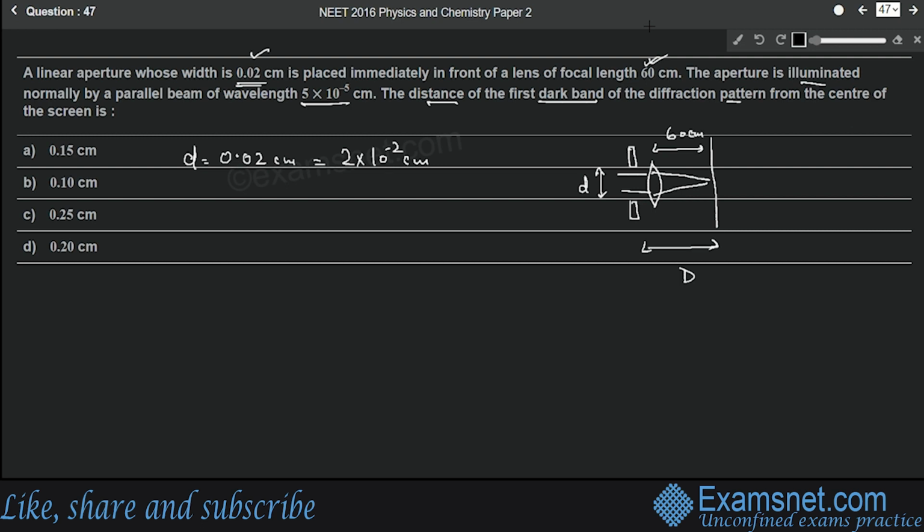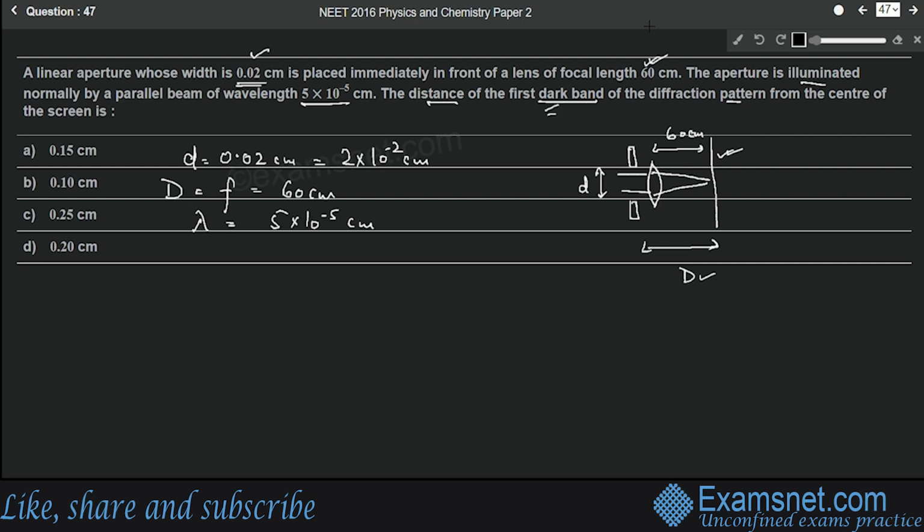Okay, and we also know that this will be focused on the screen whose distance is capital D. So in this case capital D is equal to the focal length of the lens, that is equal to 60 centimeter. Then wavelength is given as 5 into 10 to the power minus 5 centimeter. We have to find out the distance of the first dark band of the diffraction pattern.